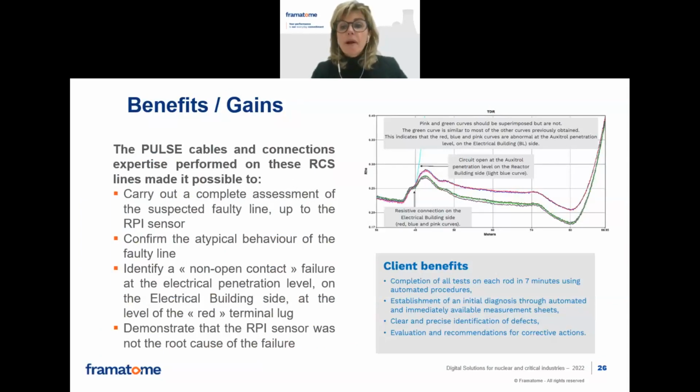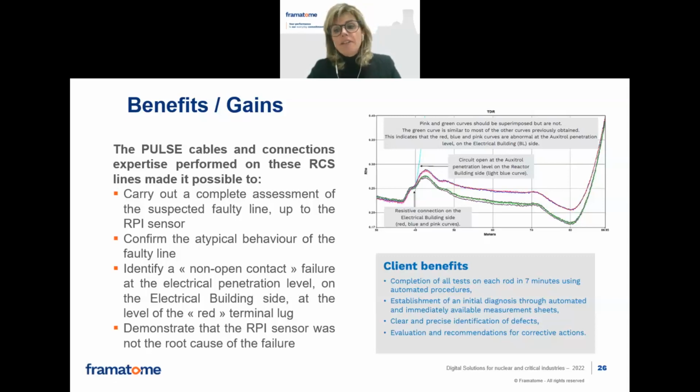So if we summarize this use case, the pulse cable and connection expertise performed on these RCS lines made it possible to carry out a complete assessment of the suspected faulty line up to the RPI sensor, and this within a few minutes. And it confirmed the atypical behavior of the faulty line, and it enabled to identify a non-open contact failure at the electrical penetration level on the electrical building side at the level of the red terminal lug. This is very precise. And it demonstrated that the RPI sensor was not the root cause of the failure.